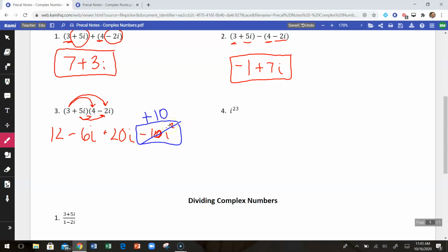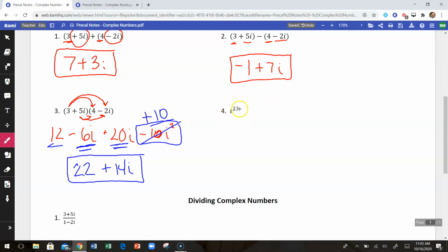Then we're going to take our real parts and combine those. So 12 and 10, that's going to be 22. And the imaginary parts, negative 6i plus 20i, that's going to be plus 14i. And again, my final answer is in the form a plus bi. That should be happening.